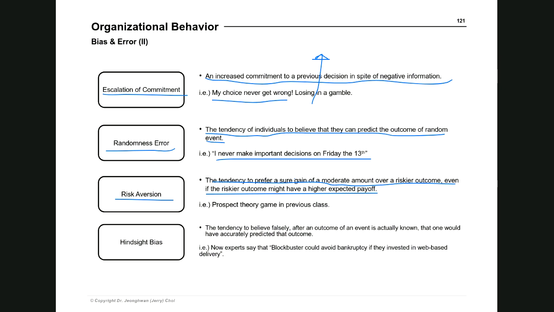Okay, good. And the final one is hindsight bias. The tendency to believe falsely, after the outcome of an event is actually known, that one would have accurately predicted that outcome. Now, experts say Blockbuster could have avoided bankruptcy if they had invested in web-based delivery.